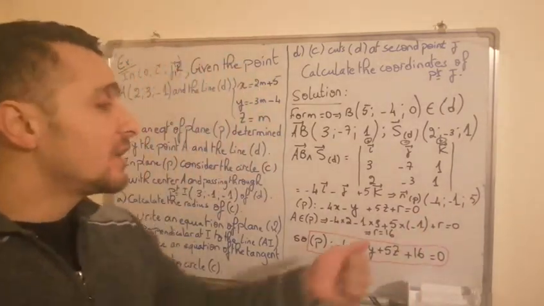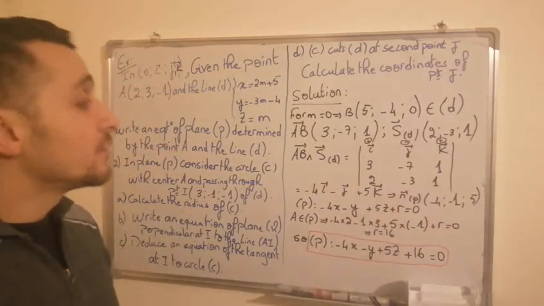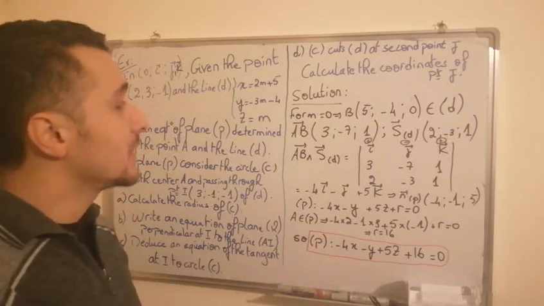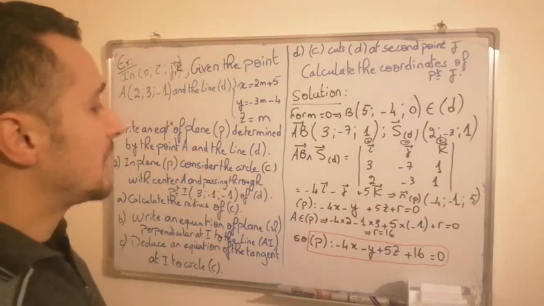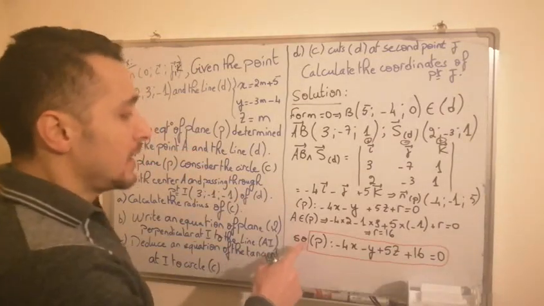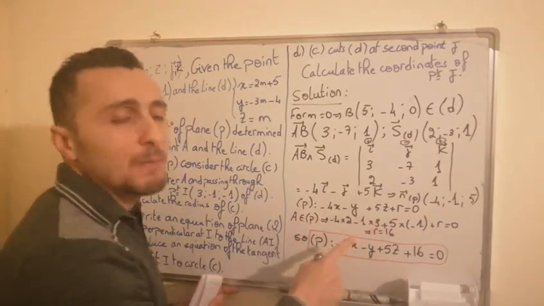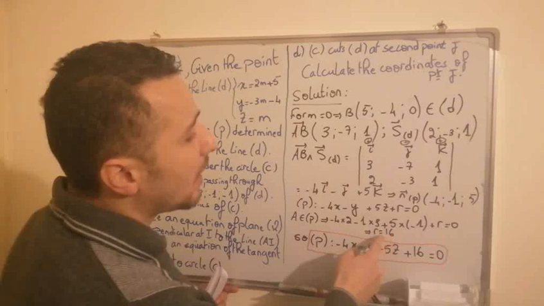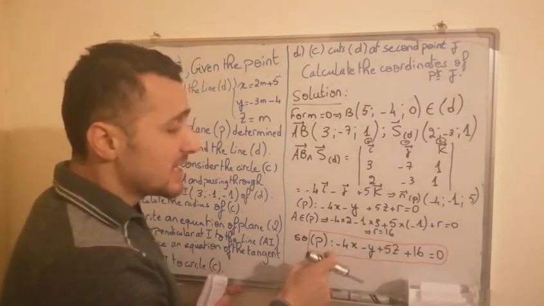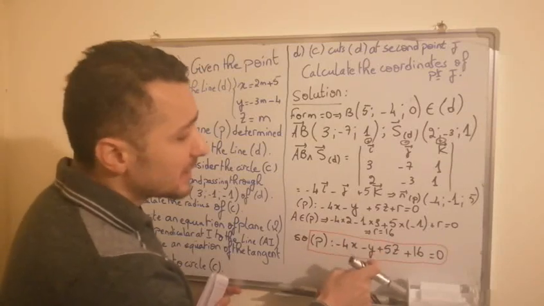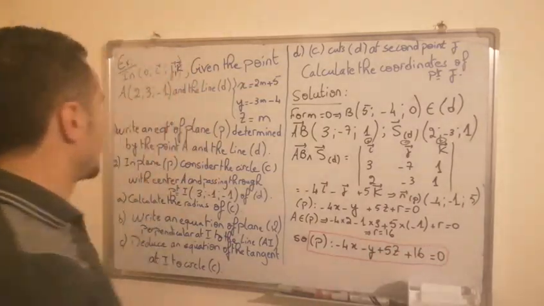To calculate the value of the real number r, we have to find a point belonging to this plane. Using the given, we have the point A on this plane P, so we can replace the coordinates of point A in the equation of the plane P. Then we obtain r equals 16. So the equation of plane P is -4x minus y plus 5z plus 16 equal to 0. Okay?